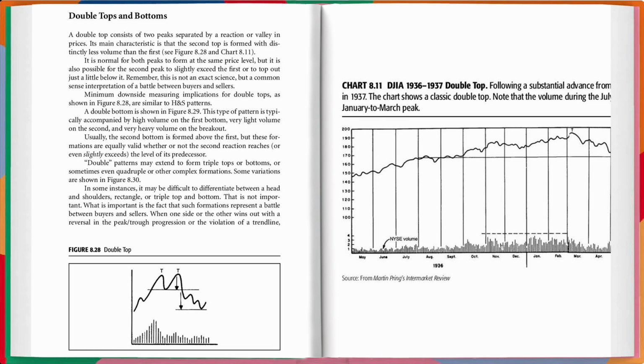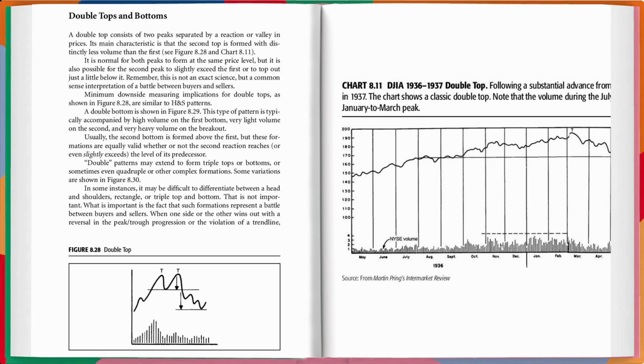A double bottom is shown in Figure 8.29. This type of pattern is typically accompanied by high volume on the first bottom, very light volume on the second, and very heavy volume on the breakout. Usually, the second bottom is formed above the first, but these formations are equally valid whether or not the second reaction reaches, or even slightly exceeds, the level of its predecessor. Double patterns may extend to form triple tops or bottoms, or sometimes even quadruple or other complex formations. Some variations are shown in Figure 8.30.